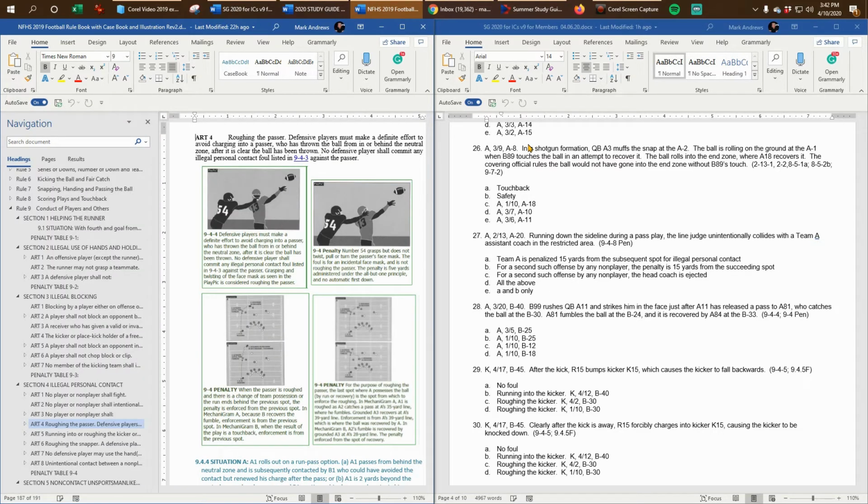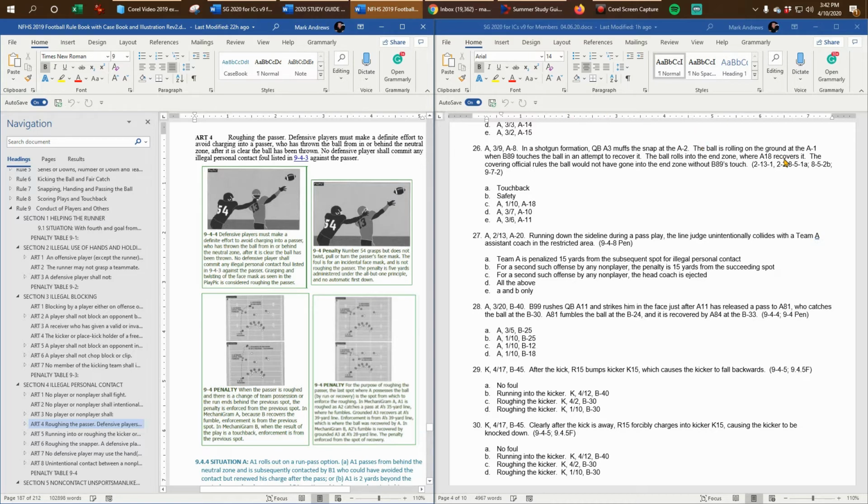All right, question 28. A, 3rd and 20 at the B40. B99 rushes quarterback A11 and strikes him in the face just after A11 has released a pass to A81, who catches the ball at the B30. A81 fumbles the ball at the B24, and it is recovered by A84 at the B33. So that strike to the face is considered roughing the passer.